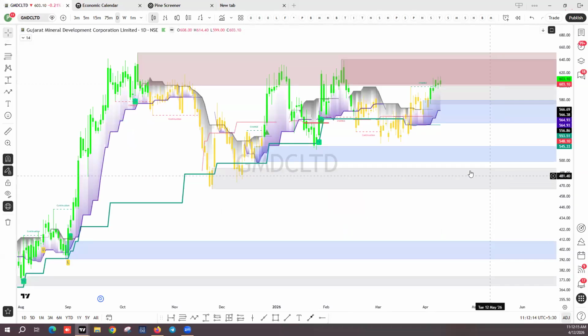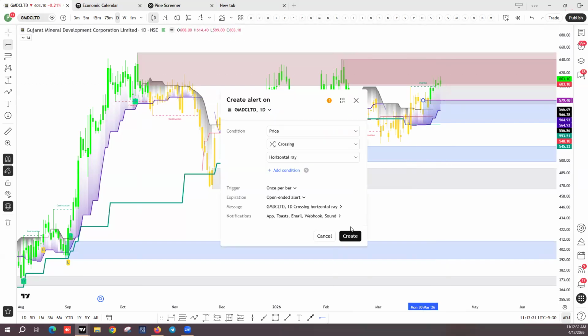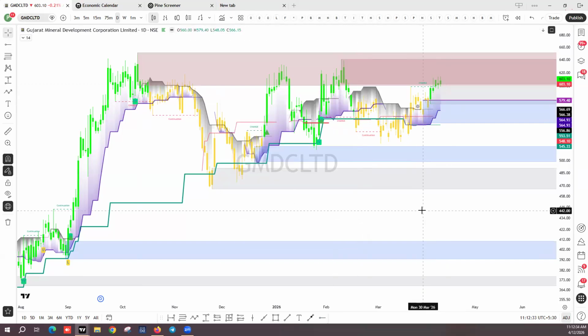GMDC. GMDC has turned green. Bias is bullish, momentum is bullish. Bearish bias and bearish momentum both have disappeared. It's getting ready for breakout possibly. Let us see if it breaks out or not. But if it closes below this, then definitely it will not be worth considering.